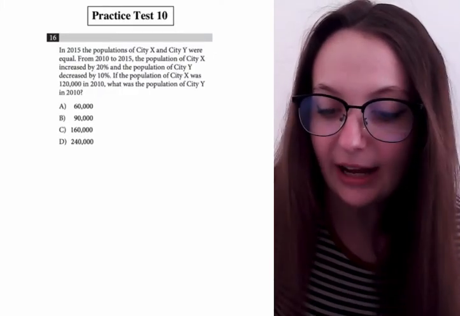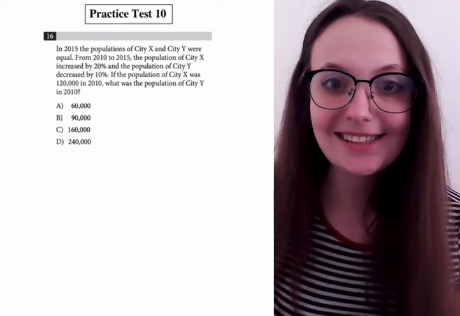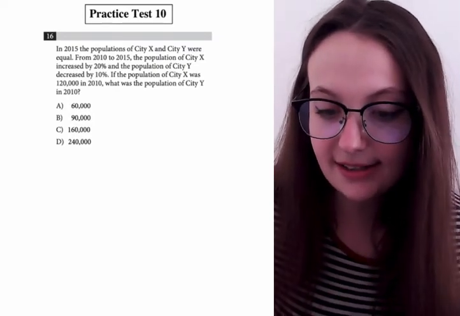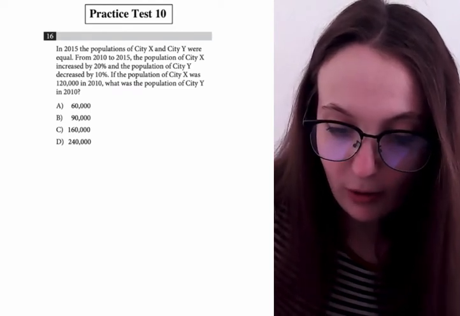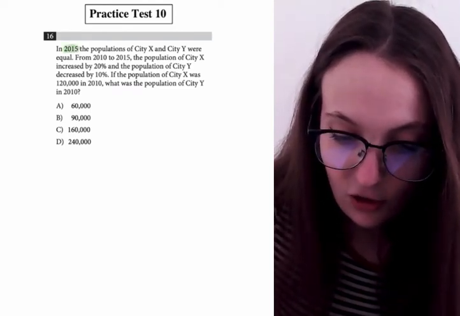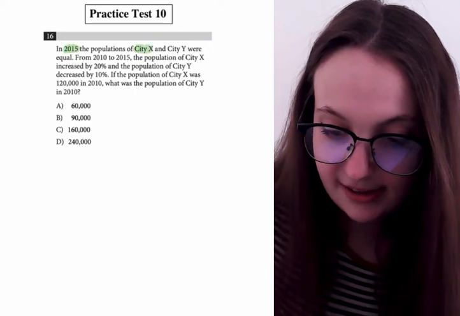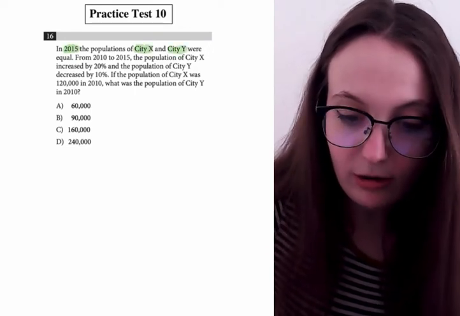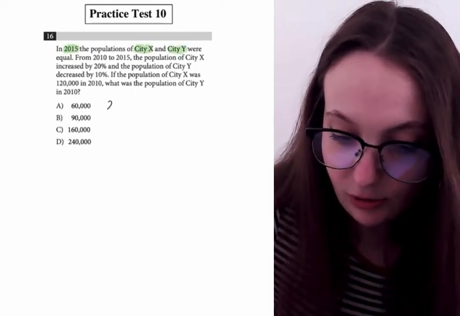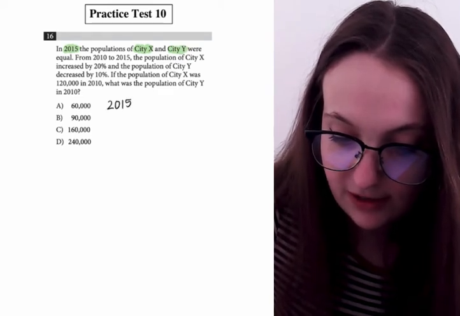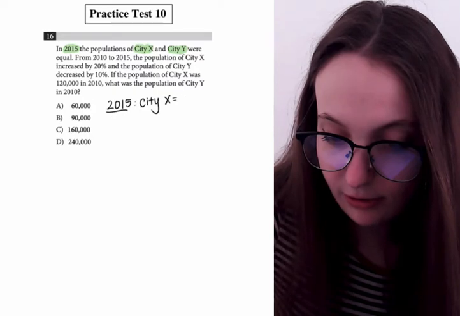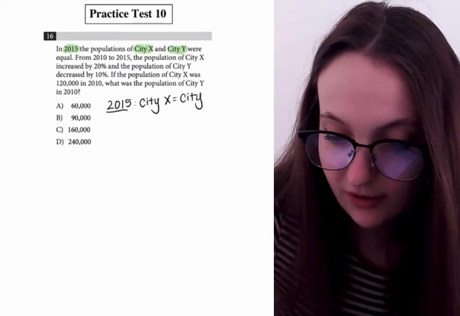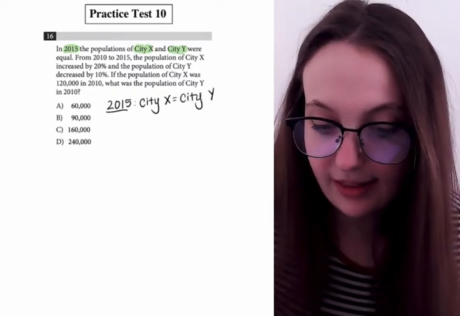Bonus points to me. Let's start with question 16 here from practice test 10. They tell us that in 2015, the populations of city X and city Y were equal. Let's just write that. We know that in 2015, city X was equal to city Y, in terms of the population.